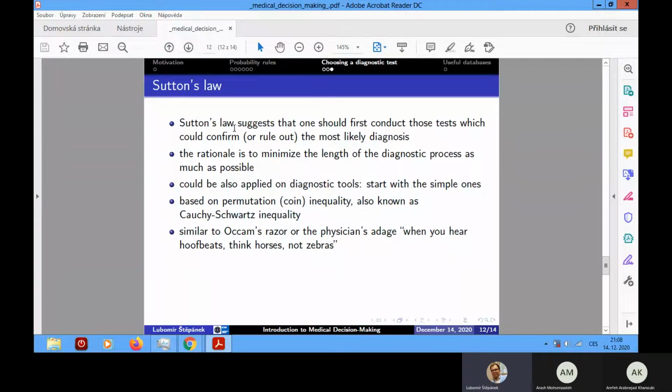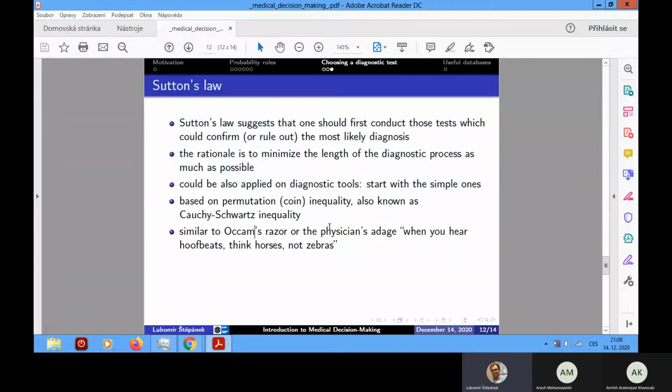Also, I would say that Sutton's law is very similar to Occam's razor. Definitely Occam's razor is routinely known, it's just common sense, and you don't have to study medicine to know what Occam's razor is. But Sutton's law is typical for medicine, and it's just a variant of Occam's razor applied to medicine. So it's definitely good to know about Sutton's law, but the logic of it is absolutely clear.